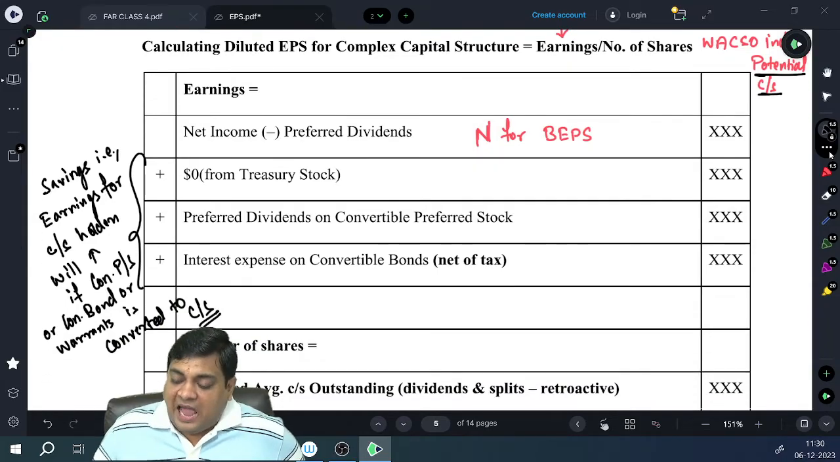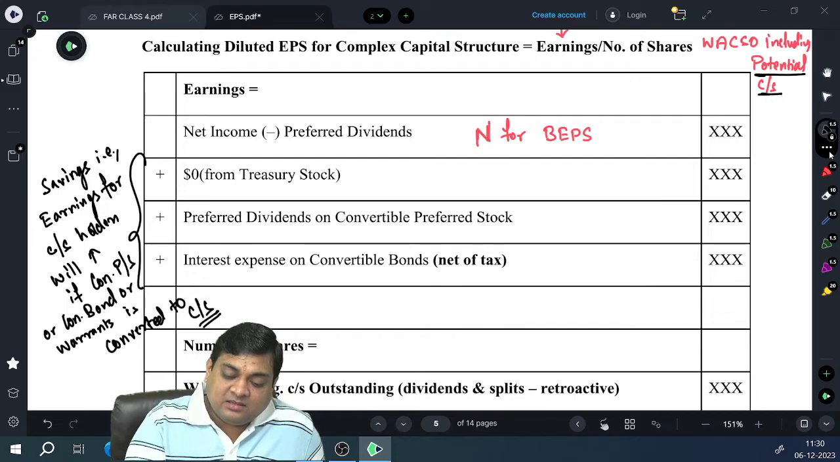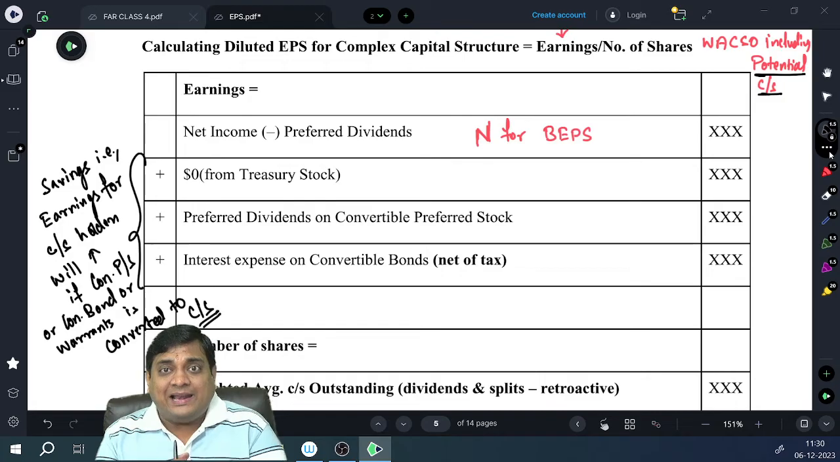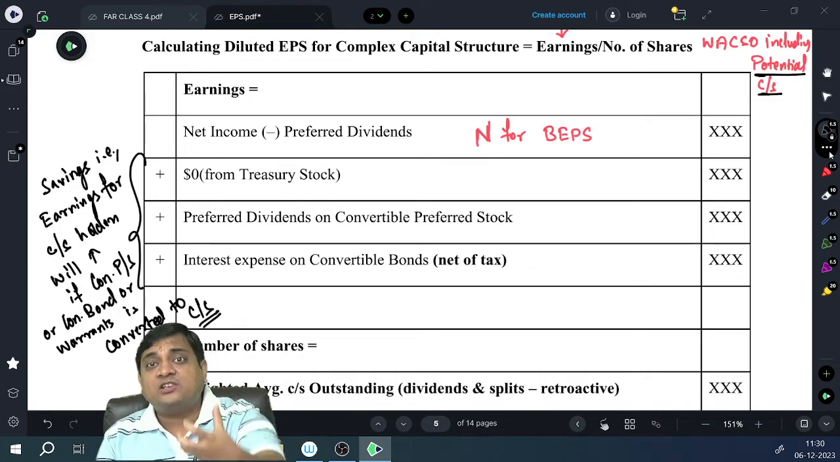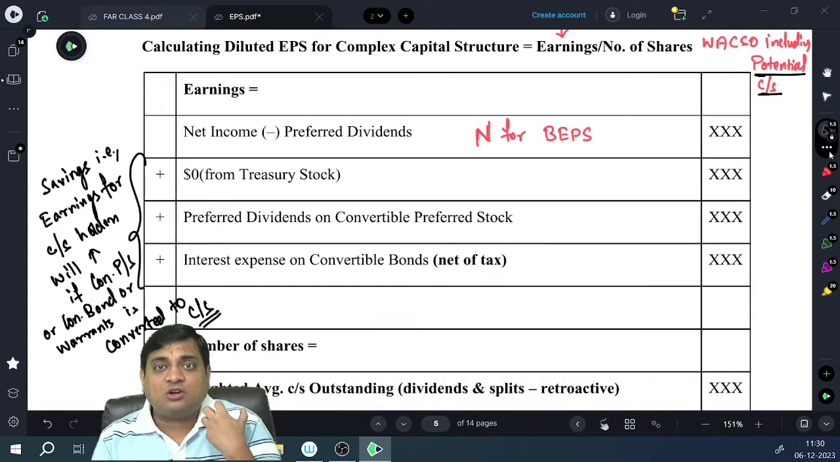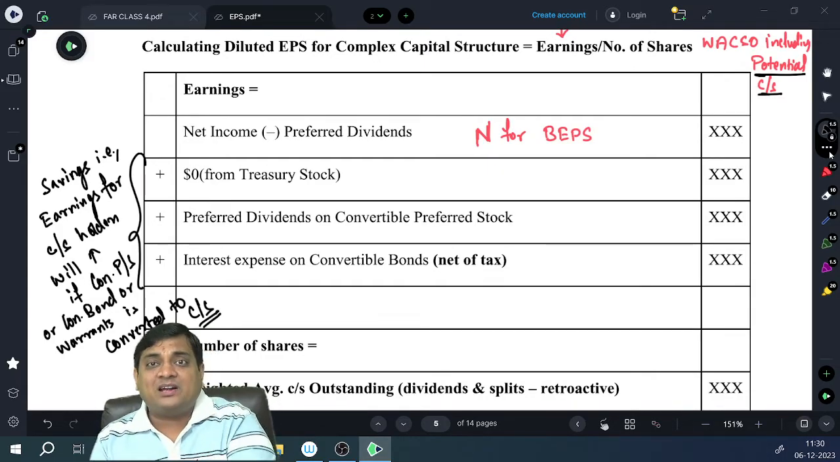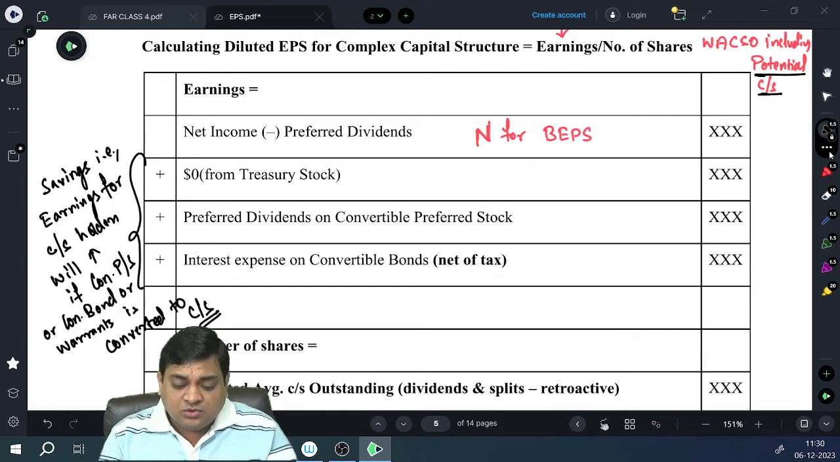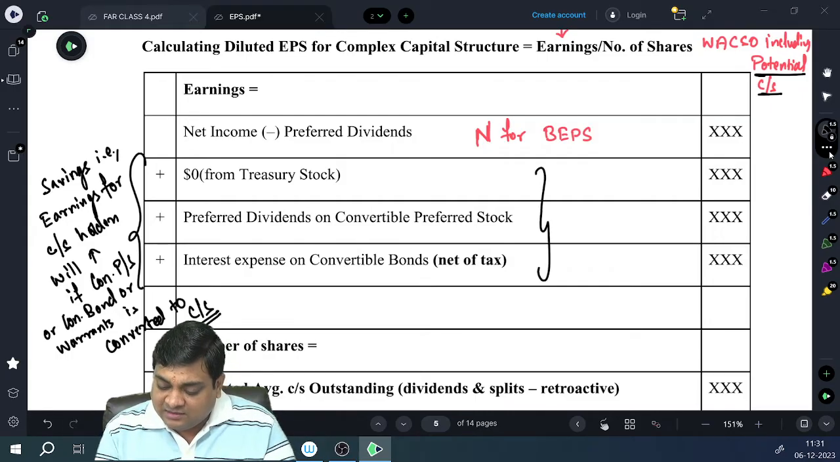As of now, while calculating basic, we only consider the stock which is actually outstanding. But when we calculate diluted, we need to consider the potential common stock. So we assume that these convertible preferred stock and convertible bonds will be converted to common stock. If these are converted to common stock, you won't be paying interest anymore, and you won't be paying preference dividend, right? So these will be your savings. As a result, your earnings will increase.